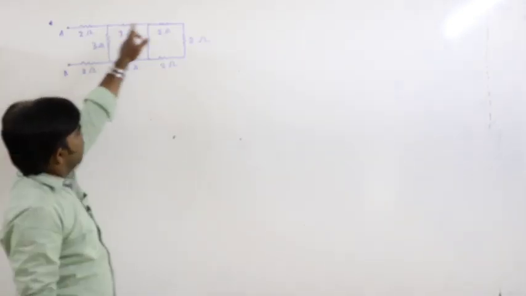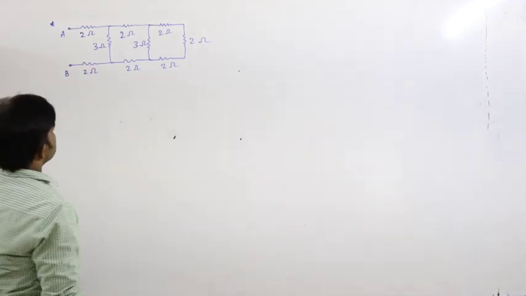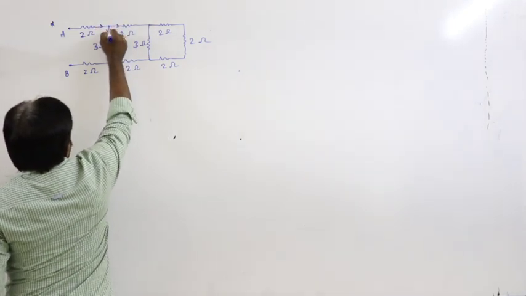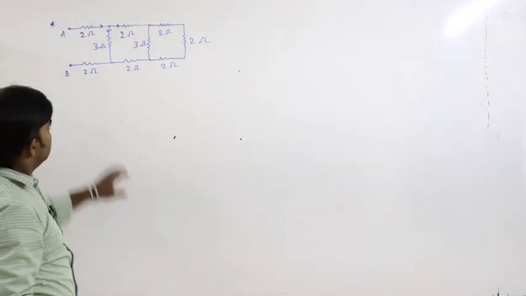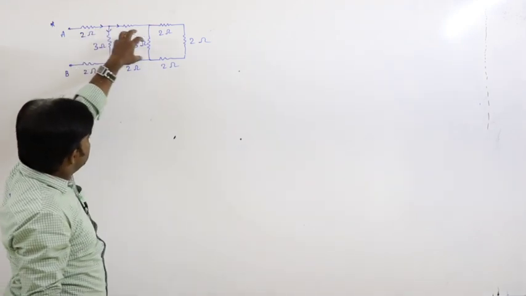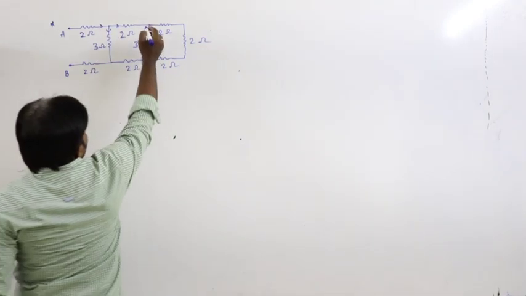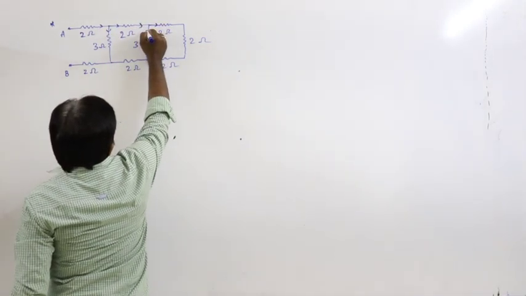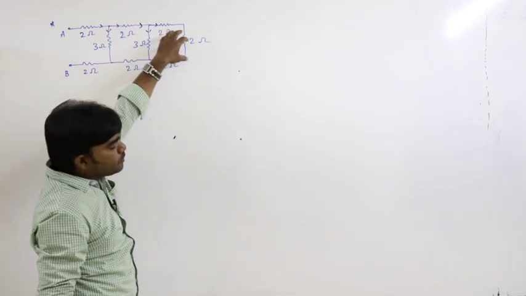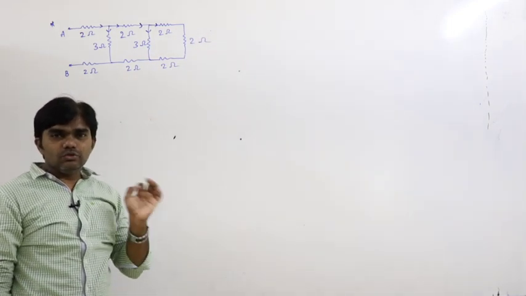So we are moving from A to B like this. In this situation, at this position the current divides. That means this branch and this branch must be parallel, because here the current divides. Next, again here it is a junction, and again the current divides. So this branch and this branch are also parallel. Where the current divides, those must be parallel.